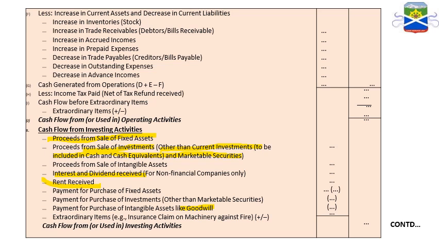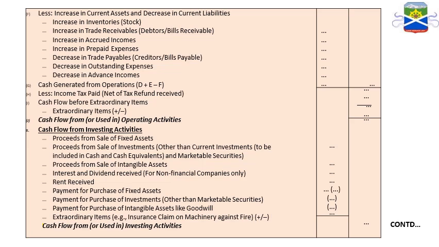In the same way, after adding and subtracting, if you find a negative figure, we will write use. If there is a positive figure, then we will write flow. So that's how we will find the cash flow or use from investing activities.